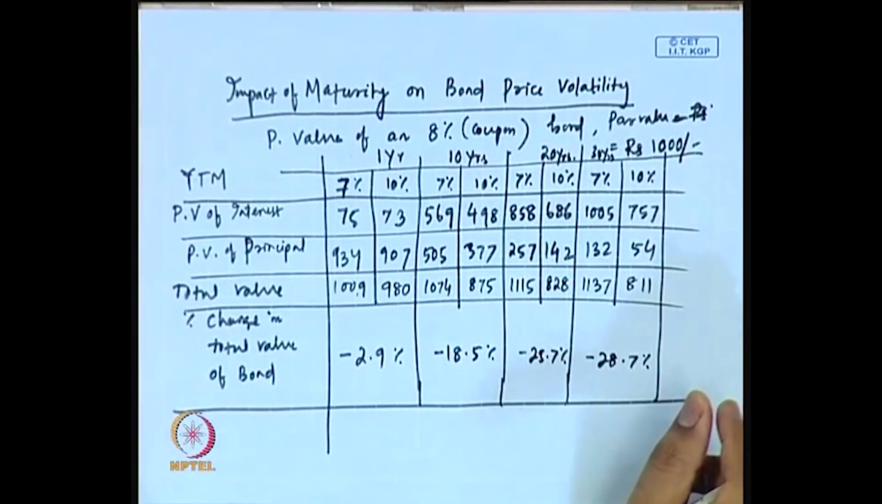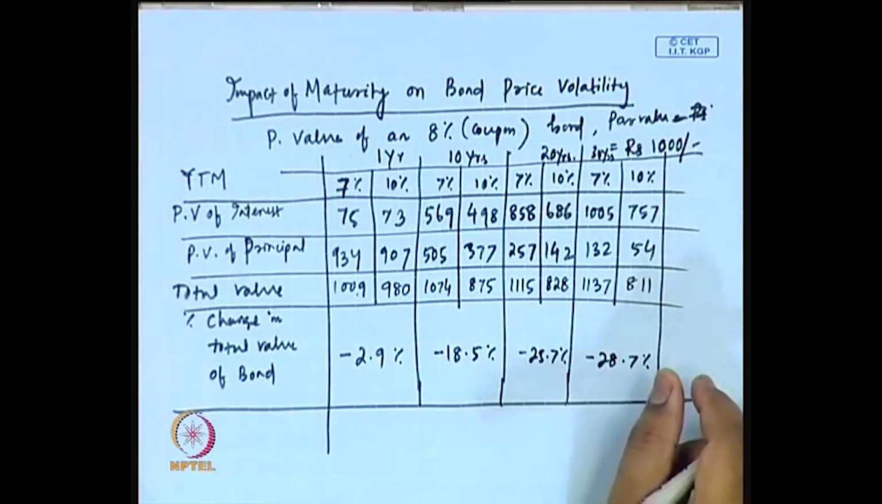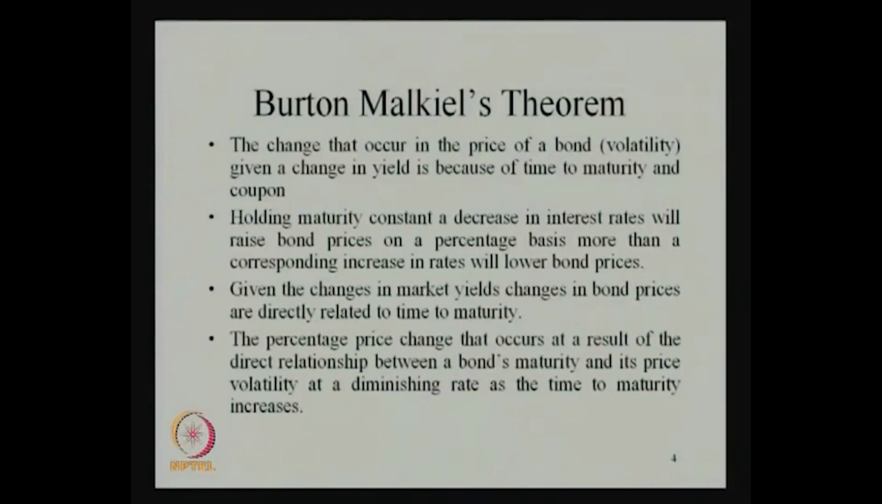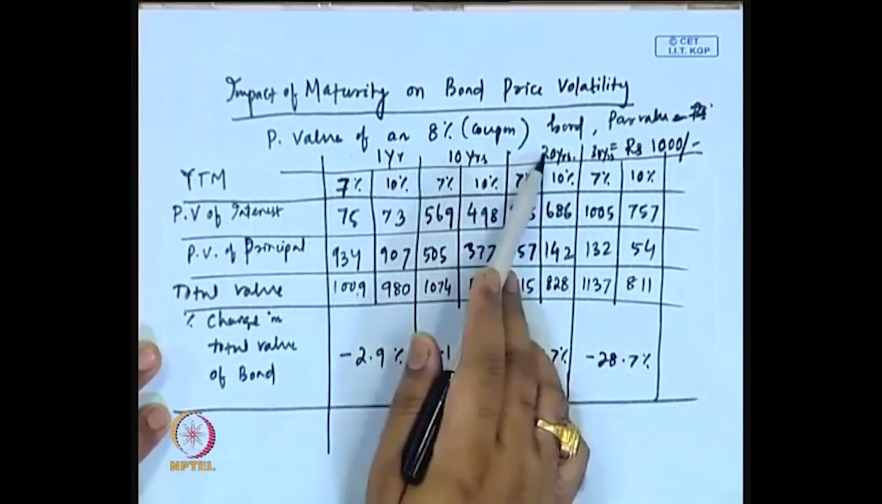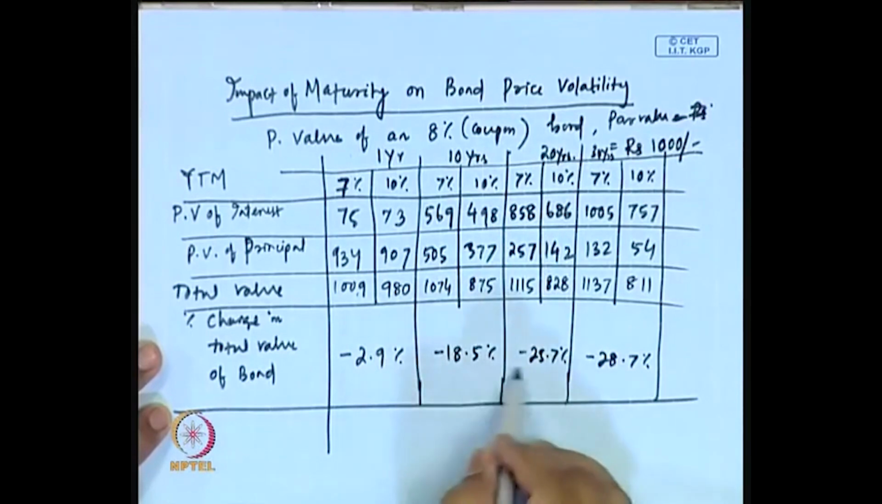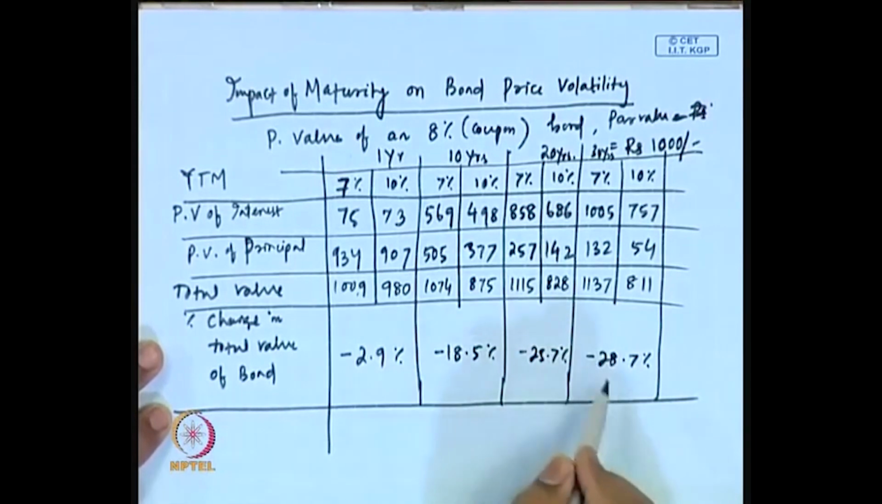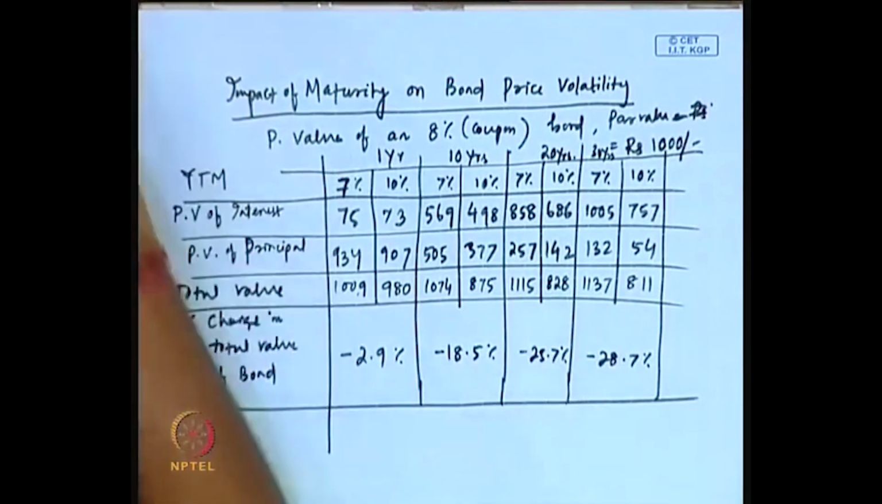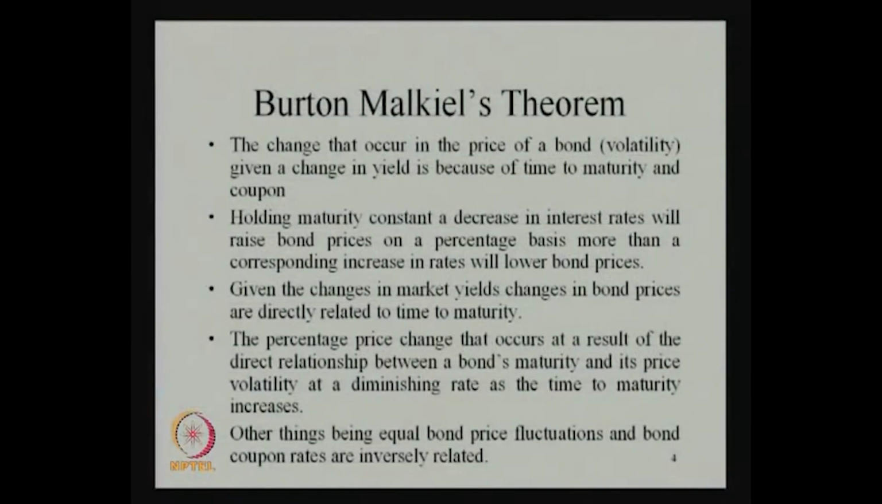So what generally we have seen here is that, given the changes in market yields, changes in bond prices are directly related to time to maturity. Once your time to maturity is changing, your bond price volatility is also changing, and it is increasing in the way we have observed here. Whenever the market yield changes, the bond prices are directly related to the time to maturity.